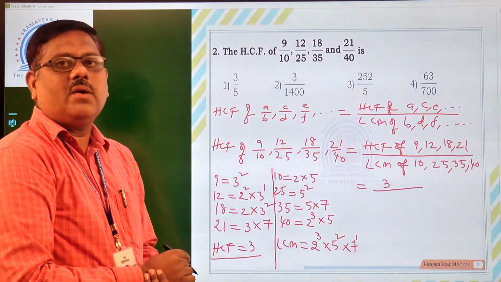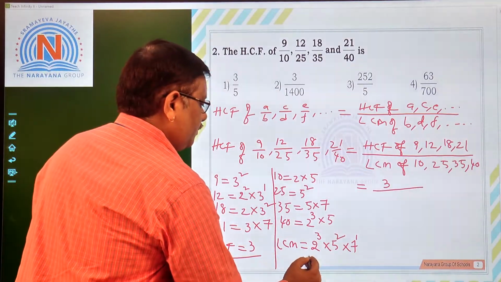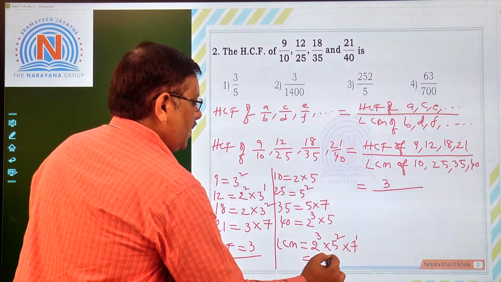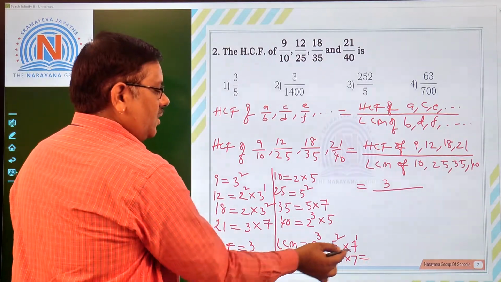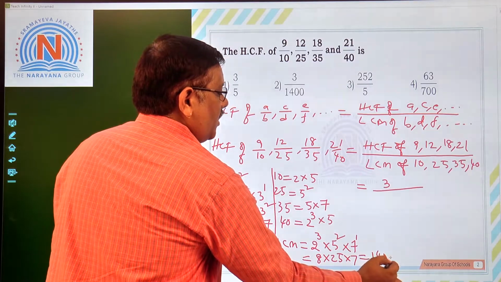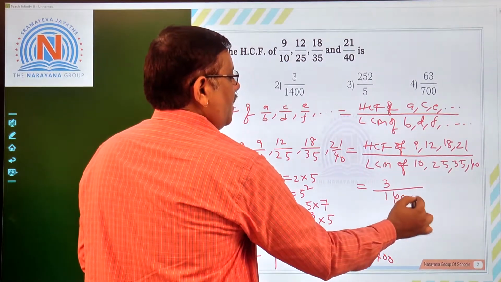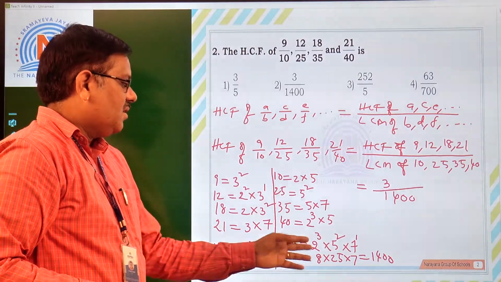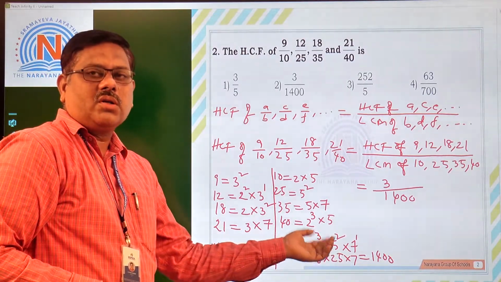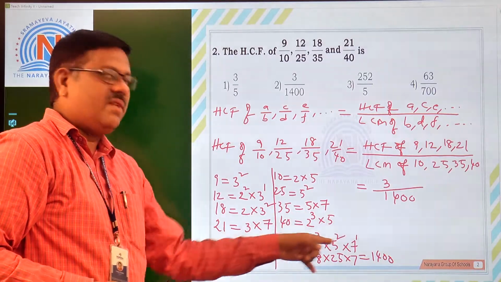This is how we have to find out LCM. That is equal to 2 cube is 8, into 25 into 7. 8 25s are 200, 200 7s are 1400. So here it is 1400. This is one way of doing LCM, or else you can first find the product of common factors into the product of non-common factors, and we will get the same.